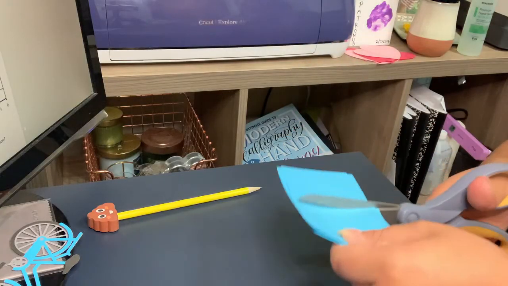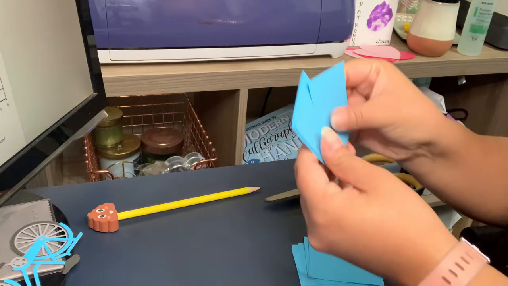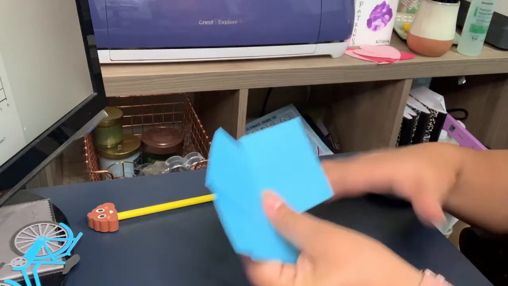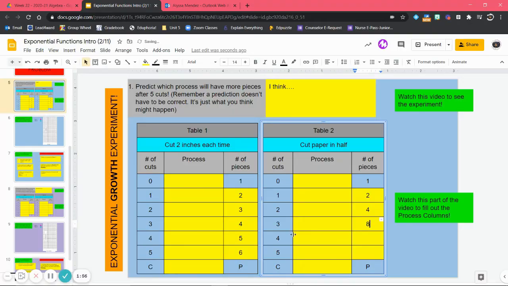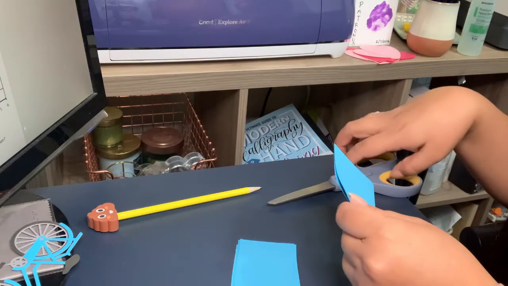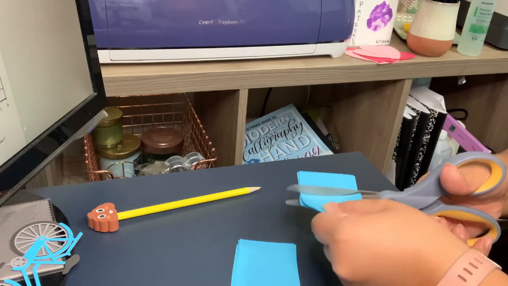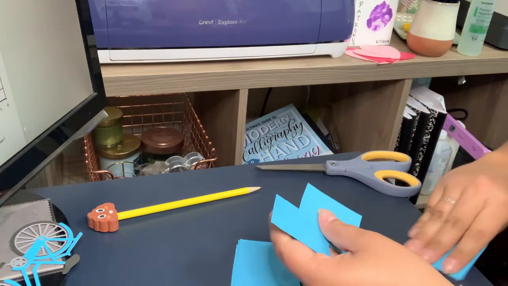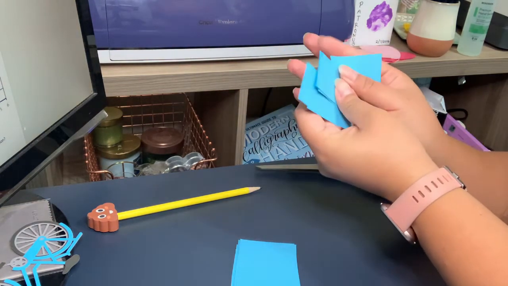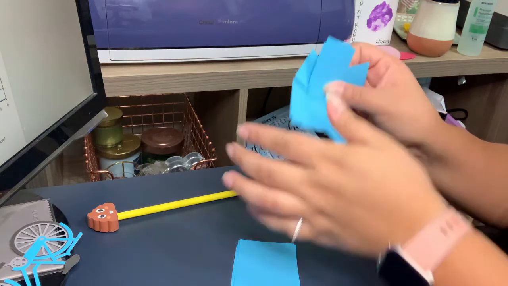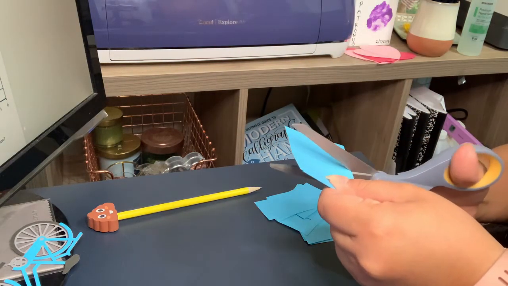You can start maybe to notice a pattern. So I'm going to cut that in half again. And based on that, how many pieces do you think I'm now going to have after 4 cuts? 16. And then for my 5th and final cut, notice that I am halving everything again. I just had to cut it in 2 separate piles, otherwise it was going to make a mess.